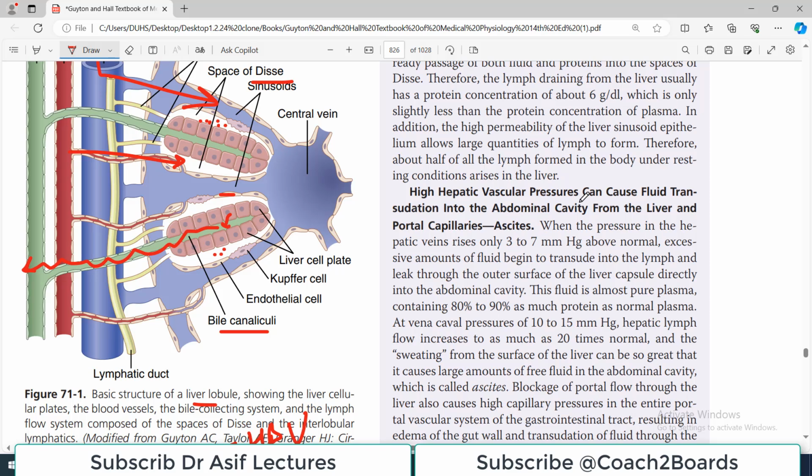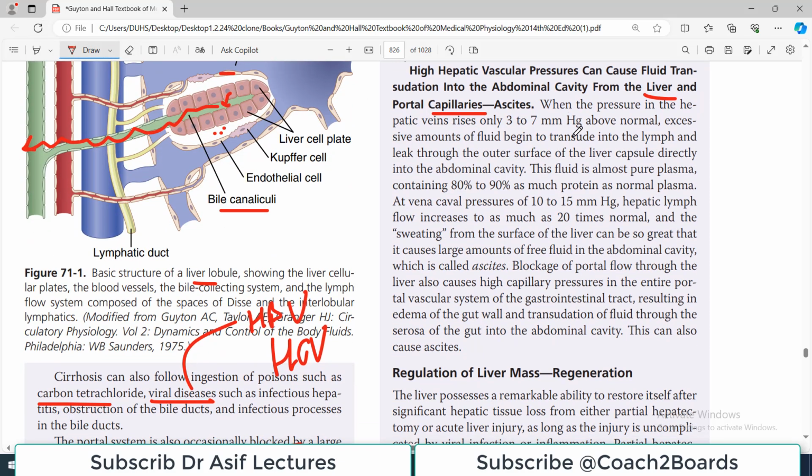High hepatic vascular pressure can cause fluid transudation into the abdominal cavity from the liver and portal capillaries. The term known as ascites, a very important concept, okay? So let's go through this very quickly. When the pressure in the hepatic veins rises only a little, 3 to 7 millimeters above normal, an excessive amount of fluid begins to transudate. Obviously, when pressure increases in a vessel, there will be transudation, right? Transudation will happen into the lymph and leak through the outer surface of the liver capsule directly into the abdominal cavity, and this is a kind of edema of the abdominal cavity, and the abdominal cavity expands, filled with fluid.